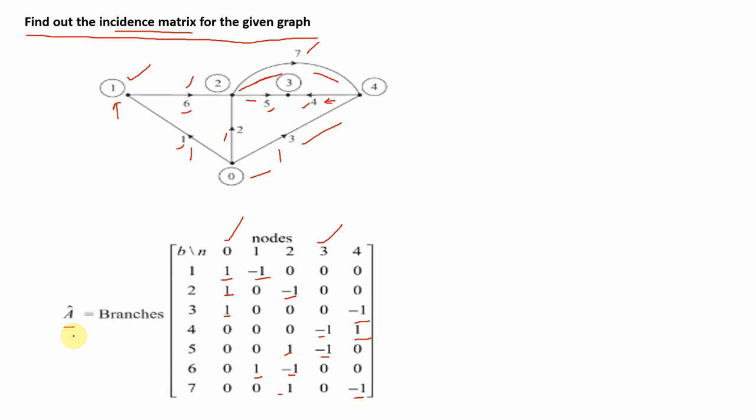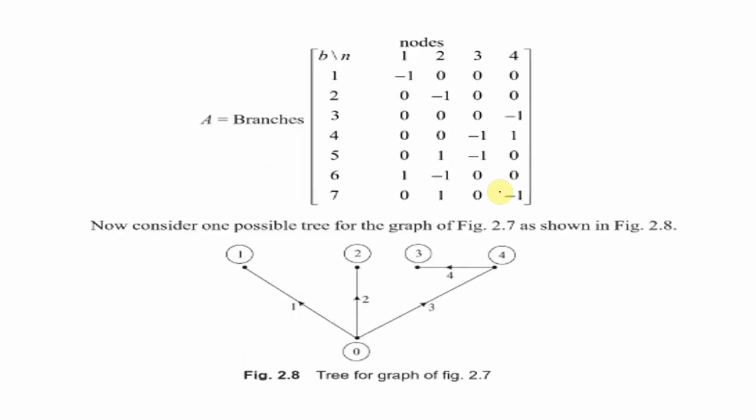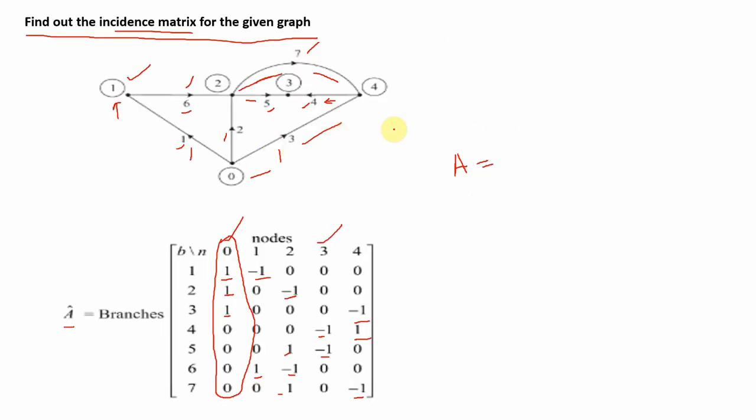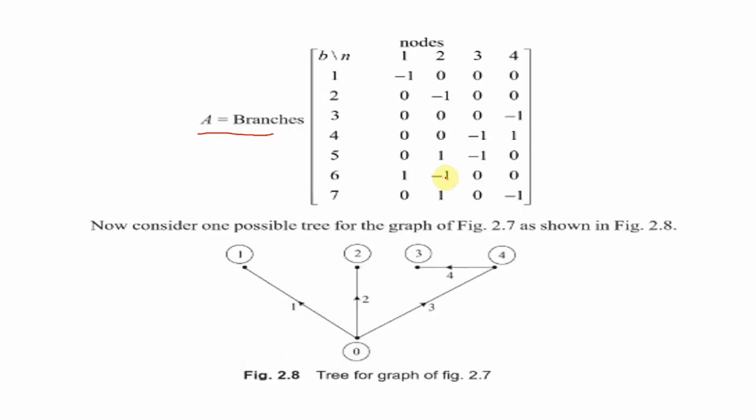Now suppose they ask you to find out the bus incidence matrix. In that case your answer should be like this: A is equal to, remove this one and rewrite the matrix. That will become your bus incidence matrix. Now next, right here, this is your bus incidence matrix for this diagram, right? What we did is we removed this column, so it will form the bus incidence matrix, right?